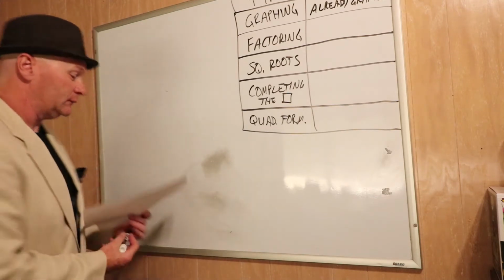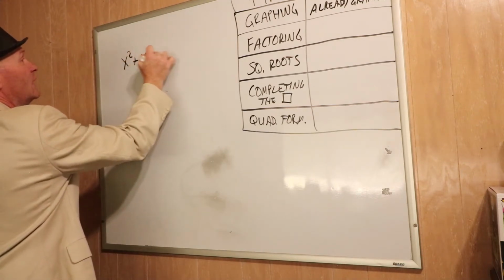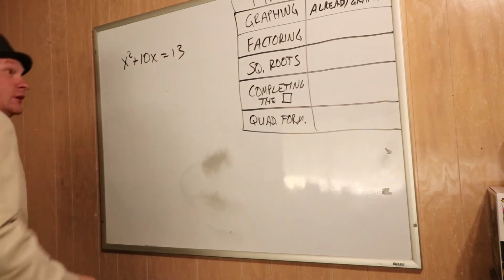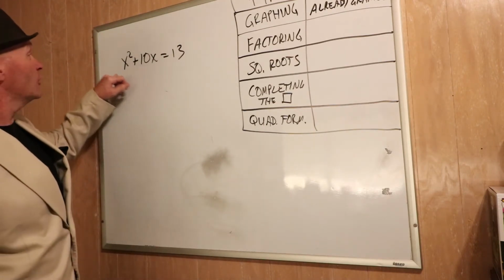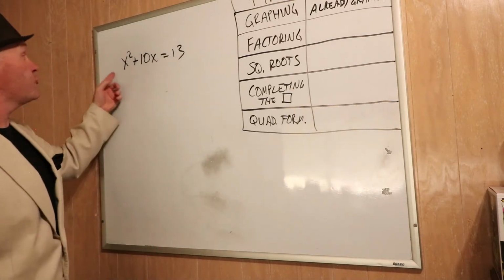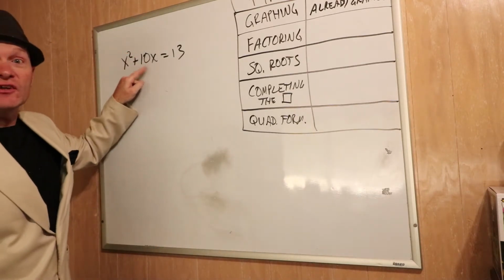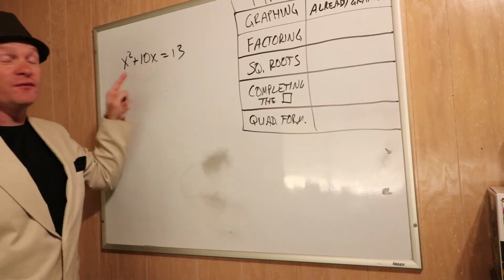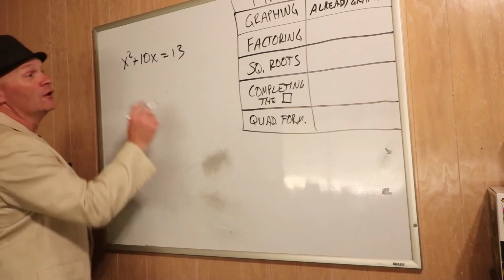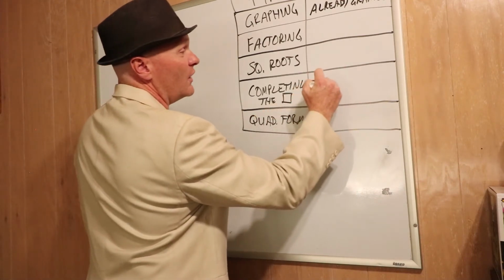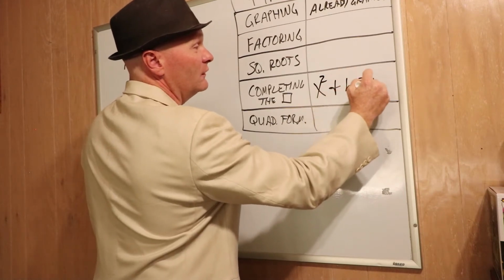Alright, let's try this one. x squared plus 10x equals 13. Notice in this one, we have just x squared. There's not a coefficient at the front. It's not 3x squared. It's just 1x squared. And also notice this is an even number. In this situation, this is a great way to do completing the square. So complete the square works best when it's x squared and b is even.